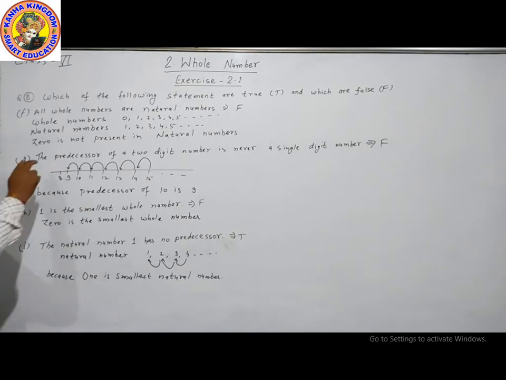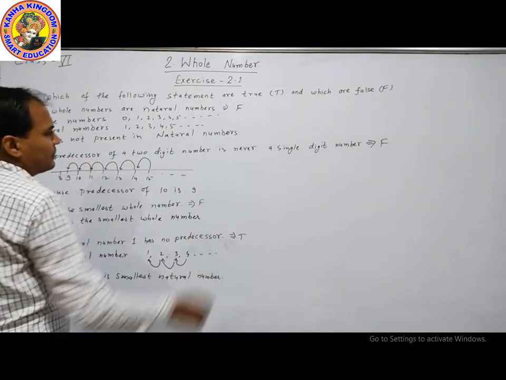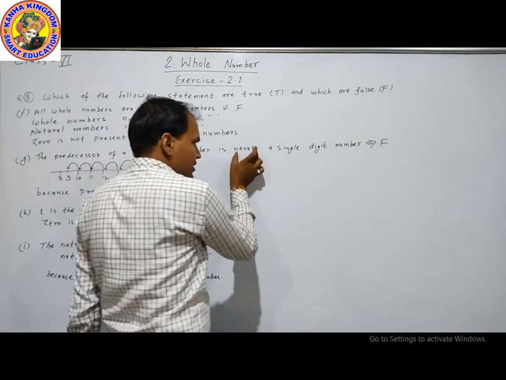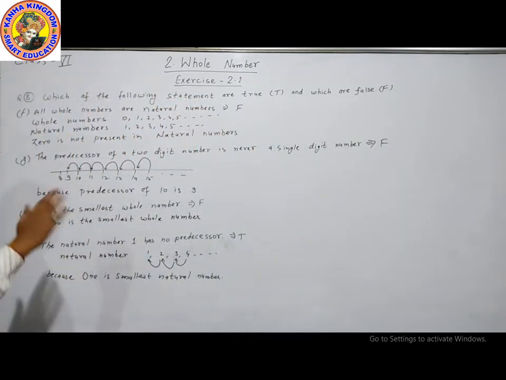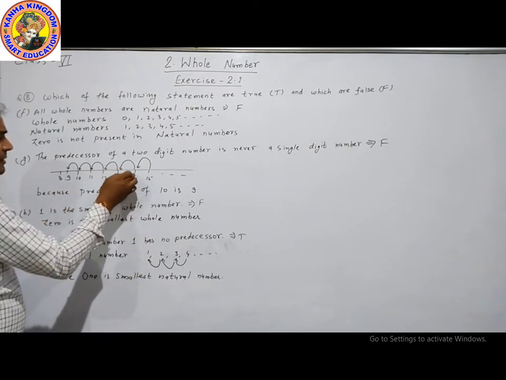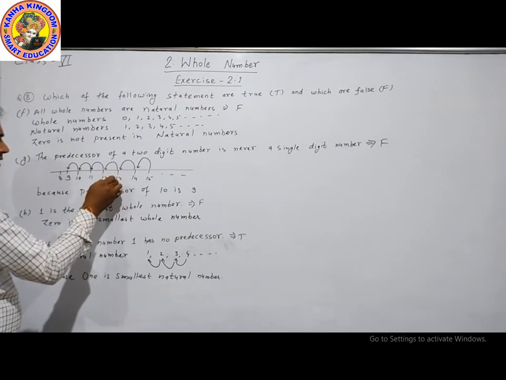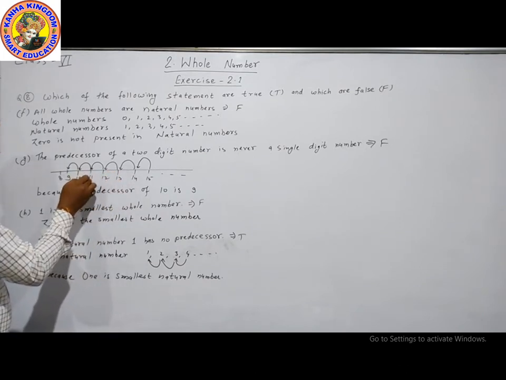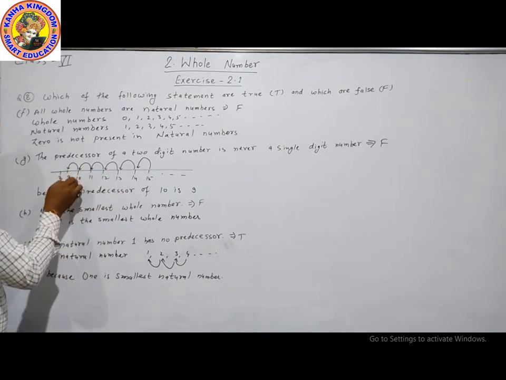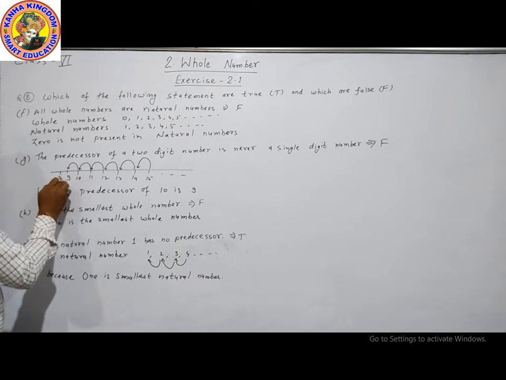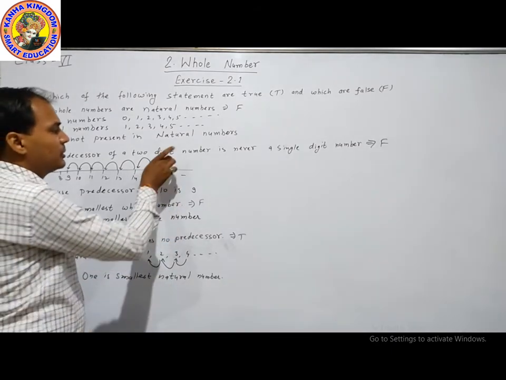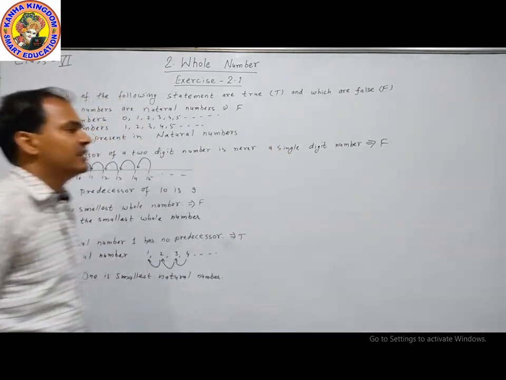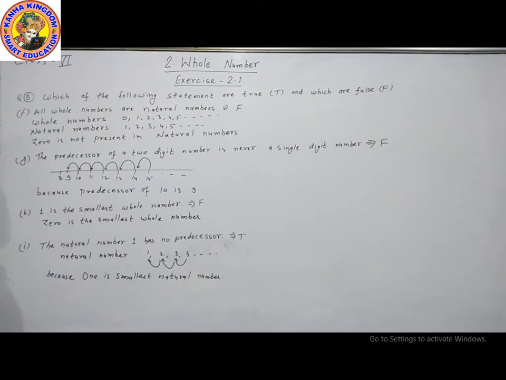Next, the predecessor of a two-digit number is never a single-digit number. Predecessor is our previous number. On a number line, the predecessor of 15 is 14, 14 to 13, 13 to 12, 12 to 11. Predecessor of 11 is 10. Predecessor of 10 is 9. 9 is a single digit. So a two-digit number can have a single-digit predecessor. So the statement is false.